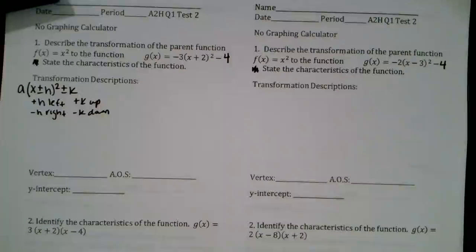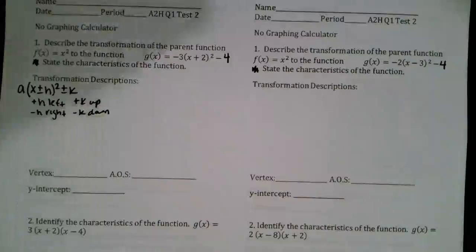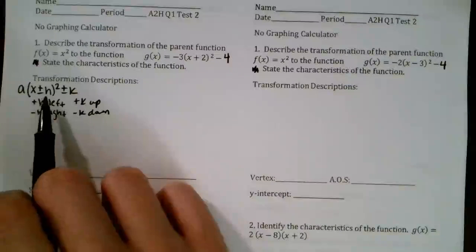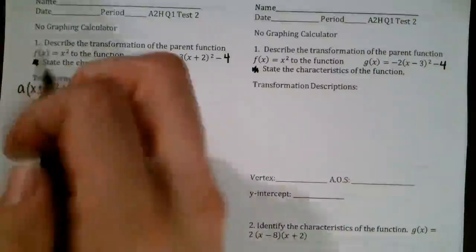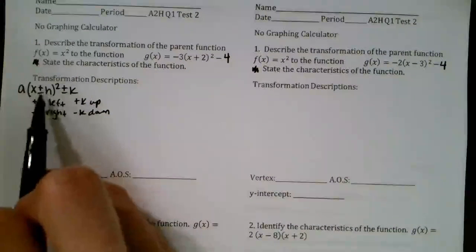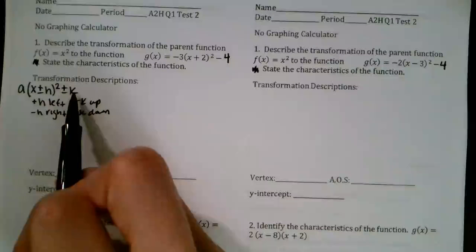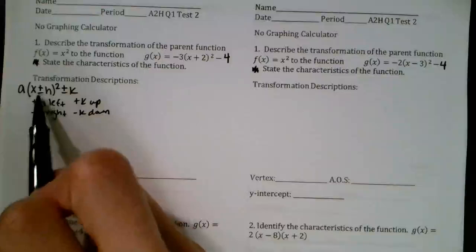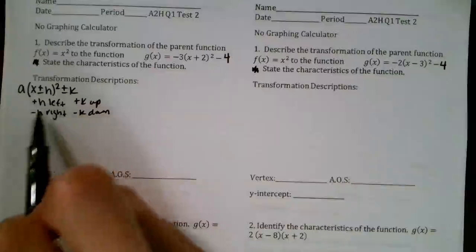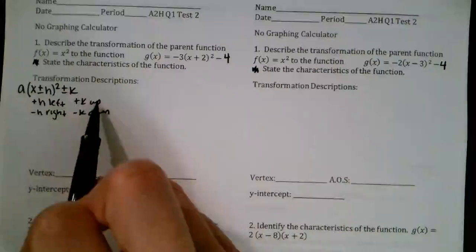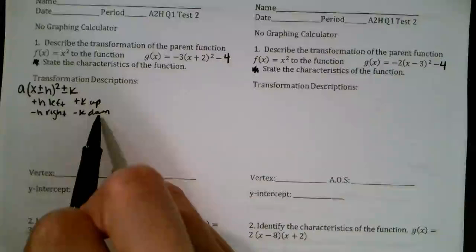Alright, in this video we're going to start going over the second test. So the first question asks to describe the transformation of the parent function, and this function is in vertex form. Some general rules we had to remember are that inside the parentheses, that's our left and right movement. Outside the parentheses with the k is our up and down movement. Inside, a plus h means left, a minus h means right. And outside, a plus k means up, and a minus k means down.